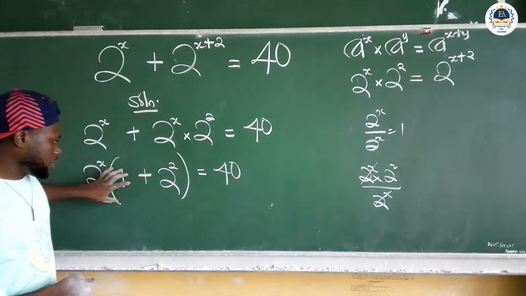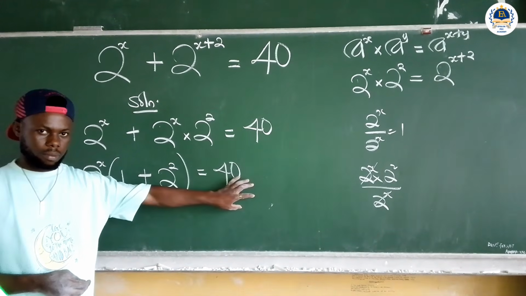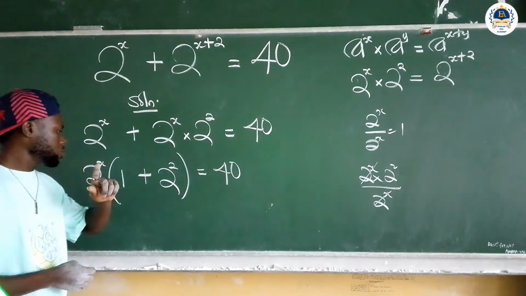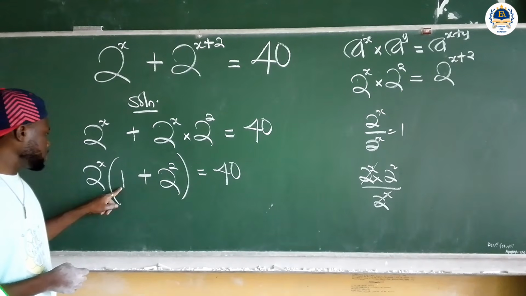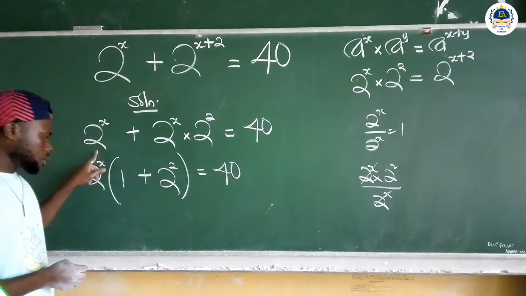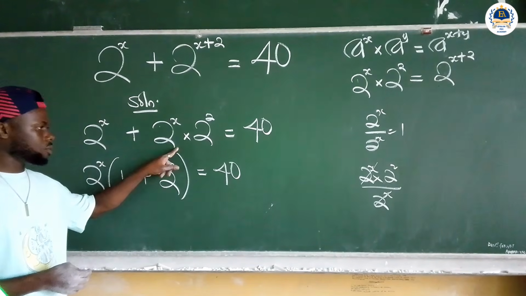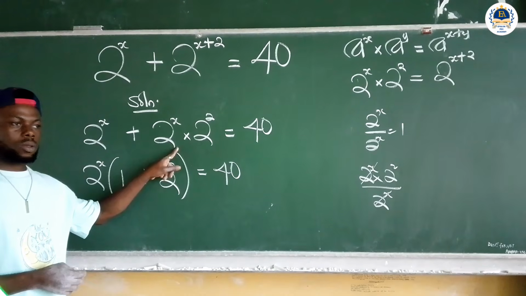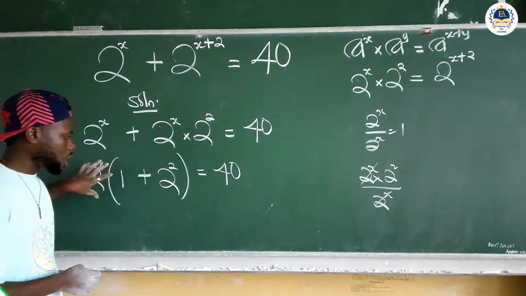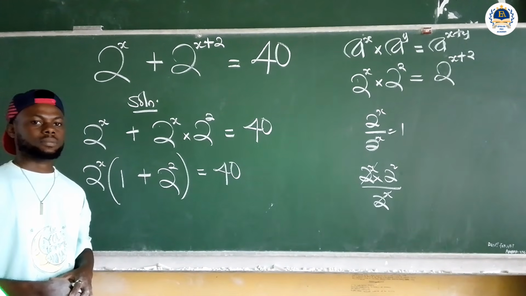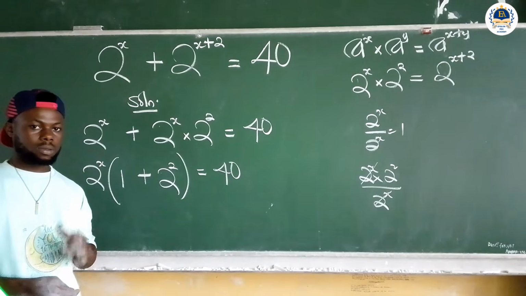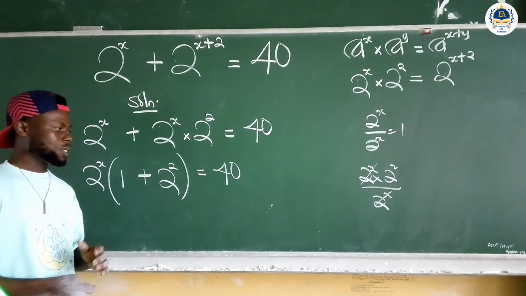If you want to verify if this step is right, this is what you must do. Multiply this by this, it will give you this. Multiply this by this, it will give you this. So what we have here and what we have here are the same. Understood, right? Let's proceed.